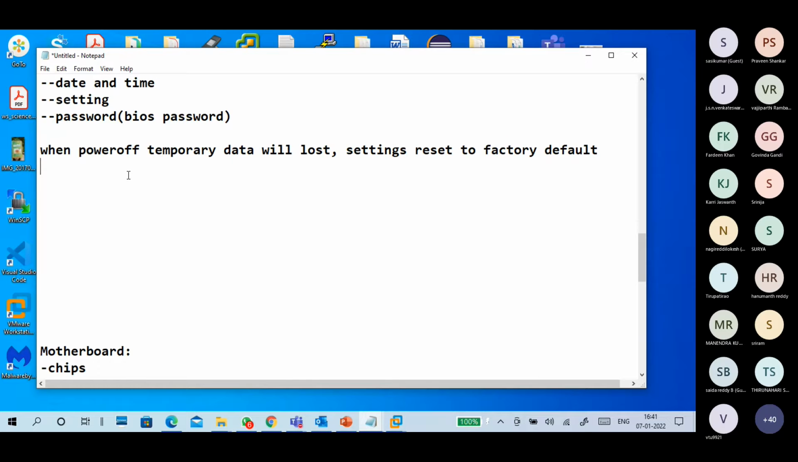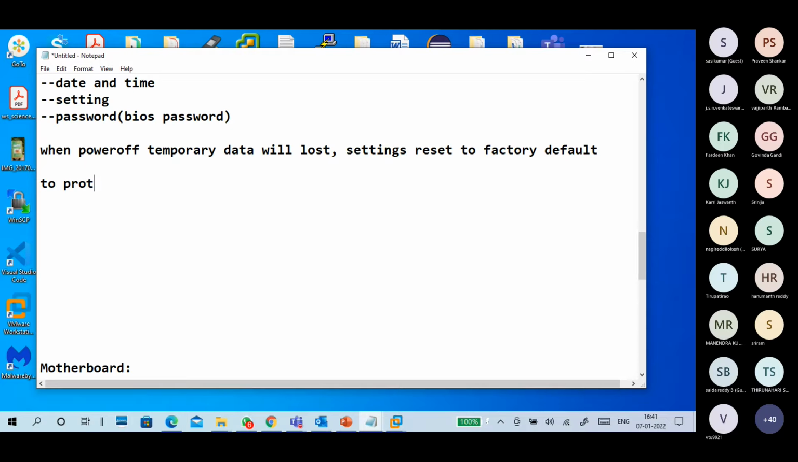Maybe you've seen old people or anyone remove the battery to insert a SIM card. All the temporary contacts, date and time, everything will be reset to factory default. The same thing will happen.